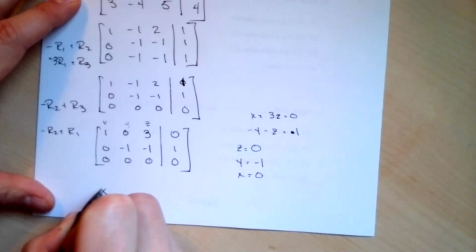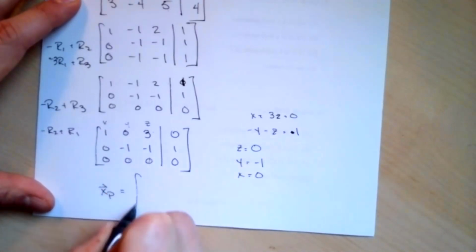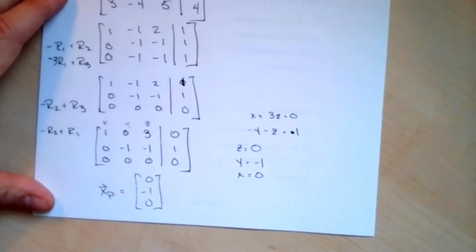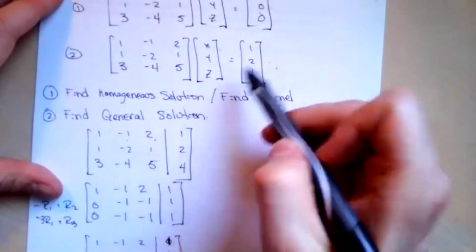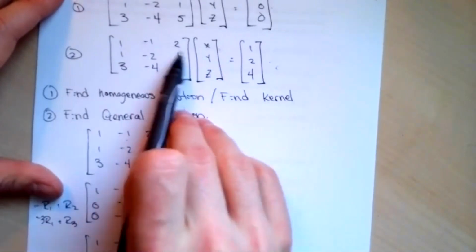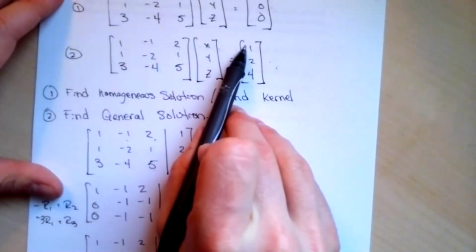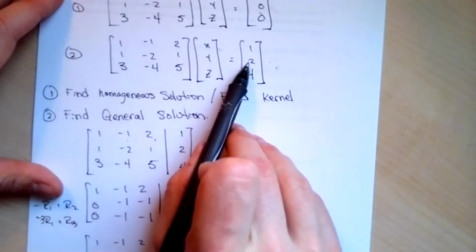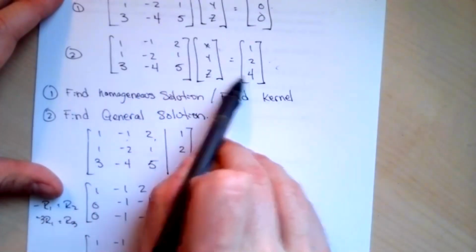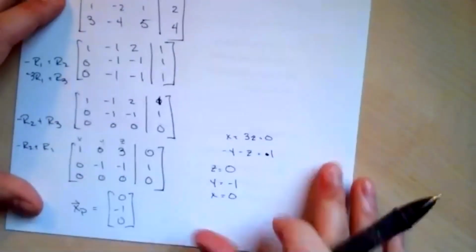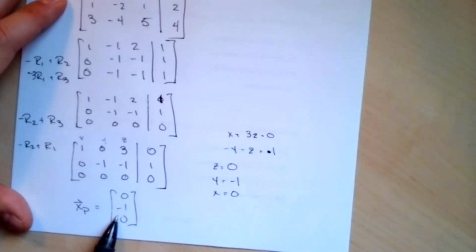So our specific solution, 0, minus 1, 0. And if we check that, when we do the first row, first column, we'll get a minus 1 times 1, which gives us a 1. Second row times that column will give us a positive 2. And then, of course, we'll get that 4 as well. So 0, 1, 0, 0, minus 1, 0.